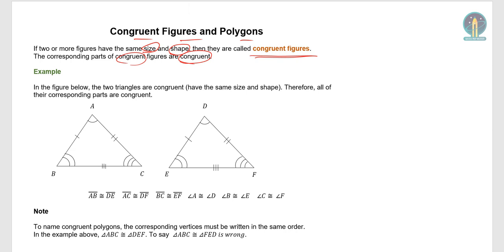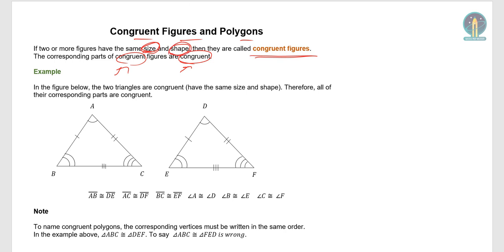Okay, so in algebra, we used equality, right? X equals 3, 2x minus 5 equals 0, etc. So we used equality in algebra, right? But in geometry, we call it congruence. But it's essentially the same concept, okay? For congruence, two geometric figures need to have the same size and the same shape.